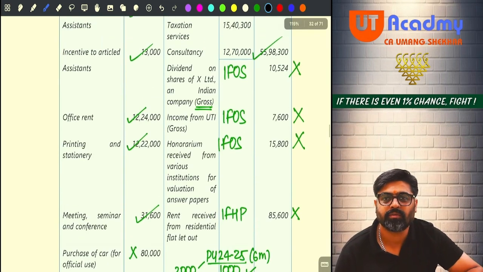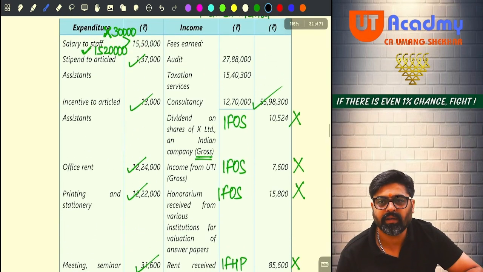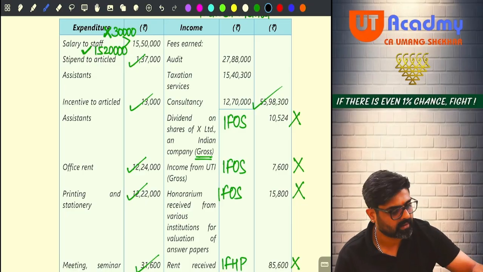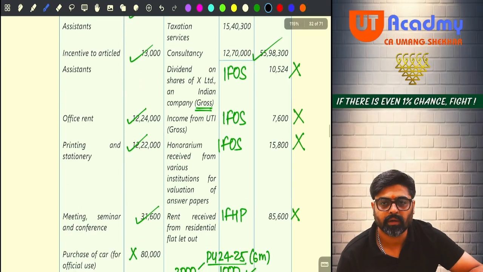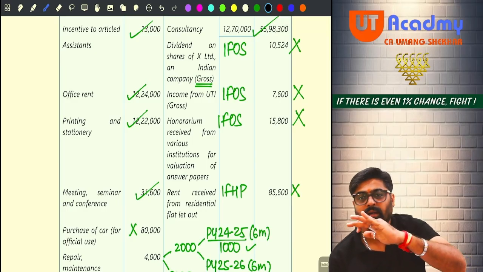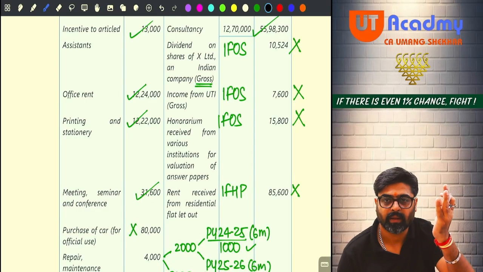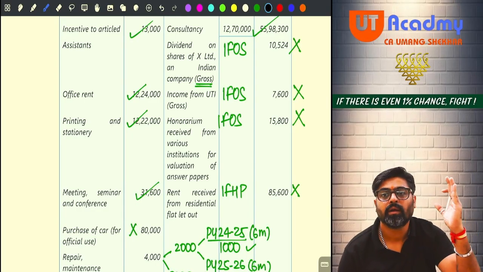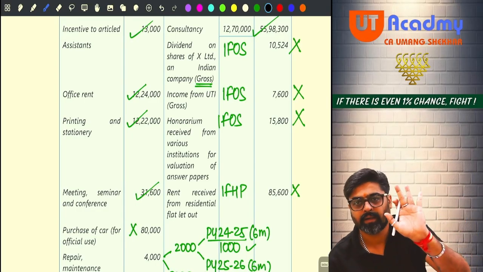Do you have incomes? Now 10,524 is not your PGBP income. So reduce 10,524. Reduce 7,600. Reduce 15,800. And reduce 85,600. Because these are not your PGBP incomes. Debit side, disallowed expenses added back. Credit side, non-PGBP incomes reduced.